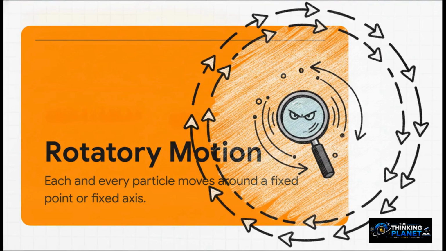This happens when each and every point or particle of a body moves around a fixed point or a fixed axis. The easiest way to remember this is that when a body moves on the boundary or the circumference of a circle, it's performing rotatory motion. Your visual cue? You need to aggressively scan for that fixed center point.